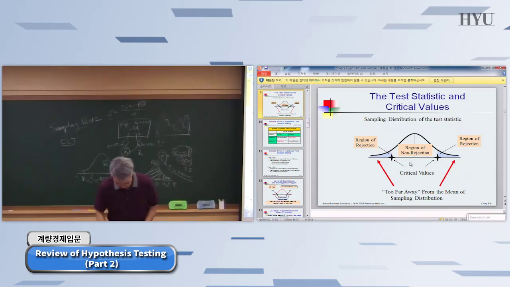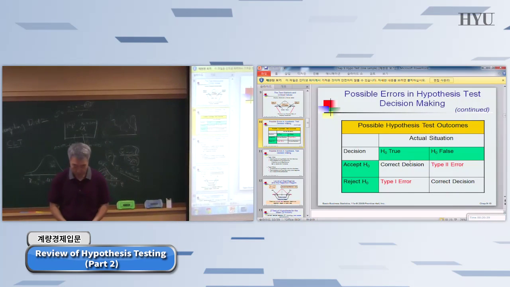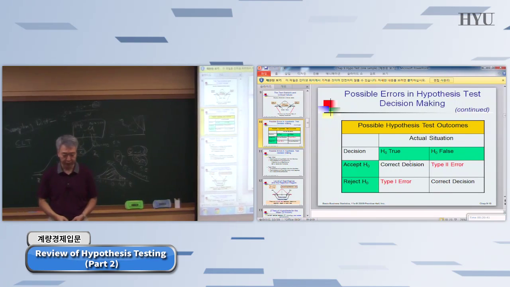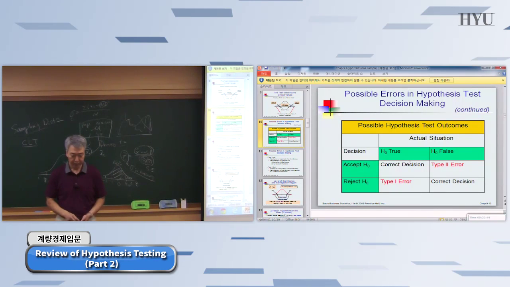All right. So to understand how we come up with the critical value, we have to understand the types of error. The two types of error. So here on the columns, we have the actual situation: either H0, the null hypothesis, could be true or false. On the rows, we have our decision: accept the null hypothesis or reject the null hypothesis.